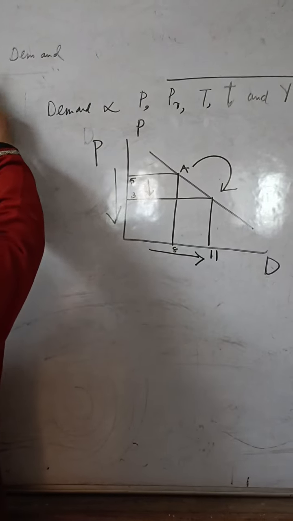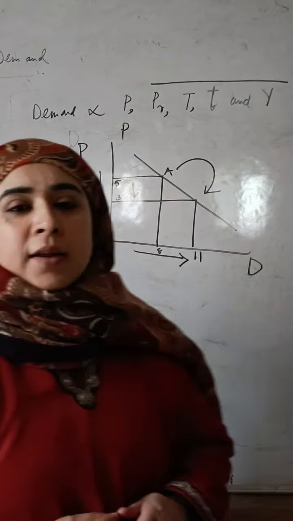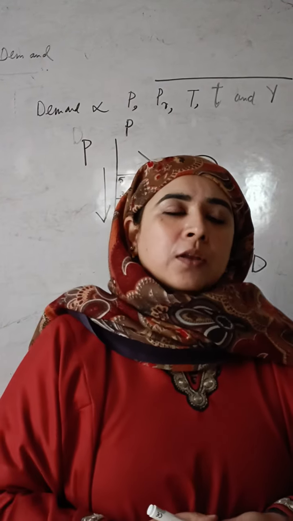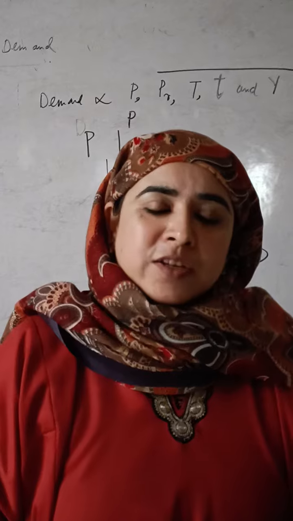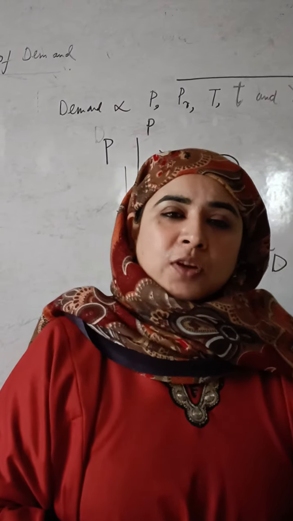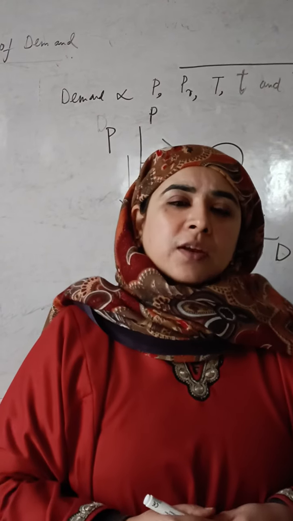We begin with the statement of the law. It states that there is an inverse relationship between the demand for a product and its price. That is, if the price of the good increases, its demand would decrease, and if the price of a good decreases, its demand would increase.